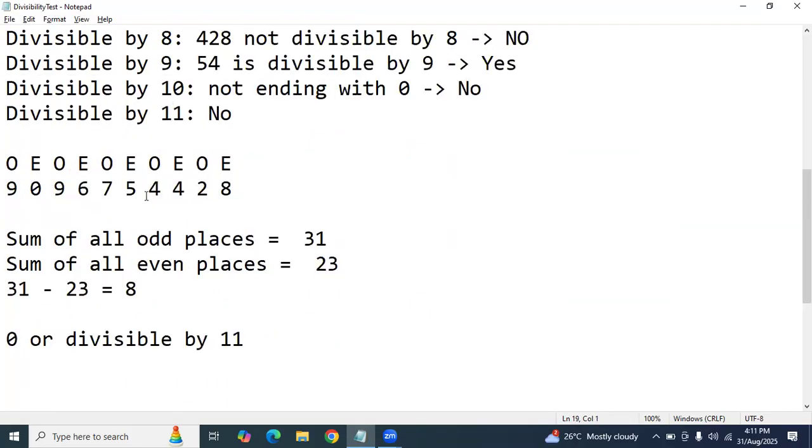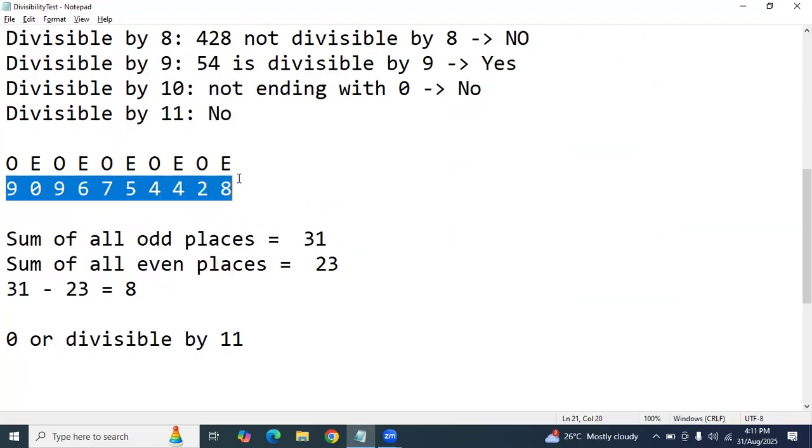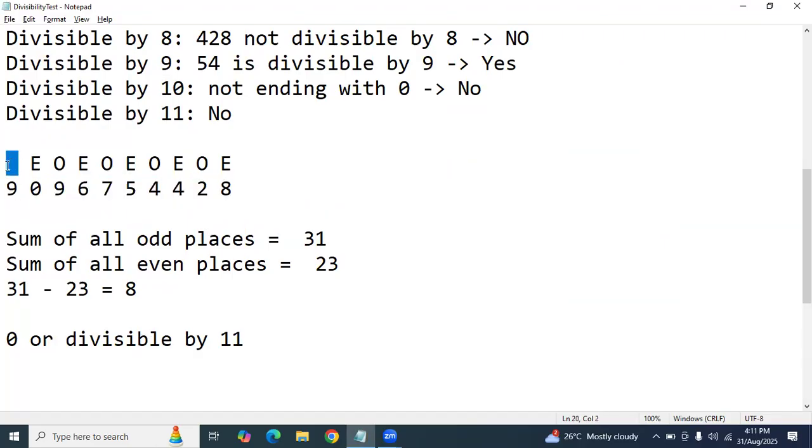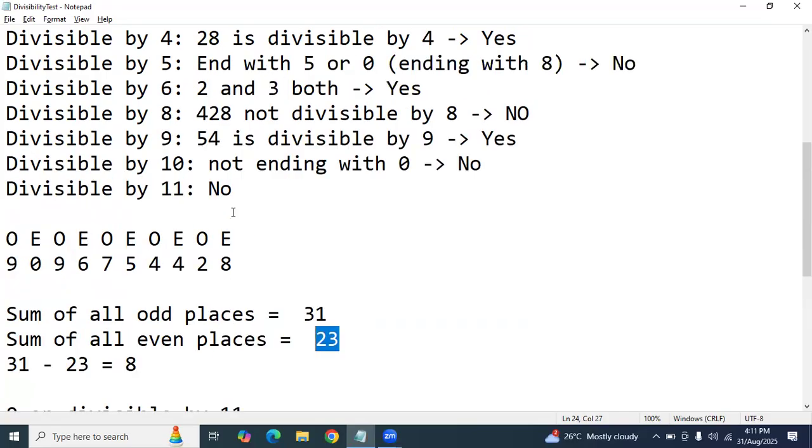Let's look at the 11 divisibility once again. Let's write down the number completely. After that, we write odd place or even place above each digit. Then add all the odd-place numbers and all the even-place numbers, and you will get two answers. Whatever the difference of those two answers is, it should be either 0 or divisible by 11. If it's 0, or 11, or any number which is divisible by 11, then our answer will be yes. Otherwise, our answer will be no.